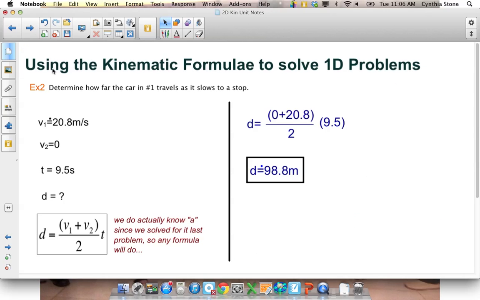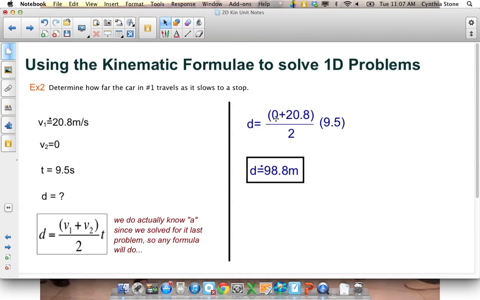Another example, same problem, all the same givens, and we're just looking for how far it travels. So here again, write down the things you know. I could also write down A as -2.2 if I wanted to, but we can use any formula we want because we know everything. So just choose a formula. I just usually choose the one that's rearranged for what I'm looking for. So I'm looking for D, so I'll find a formula that has a D by itself, right?